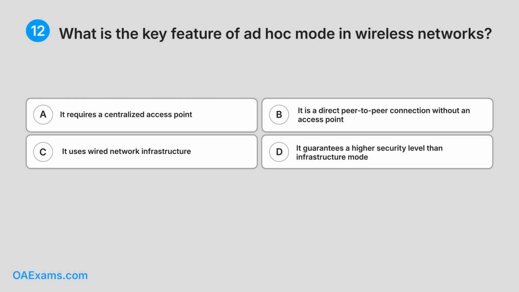A. It requires a centralized access point. B. It is a direct peer-to-peer connection without an access point. C. It uses wired network infrastructure. D. It guarantees a higher security level than infrastructure mode. Can you guess the answer?